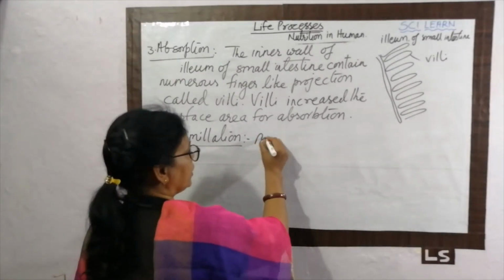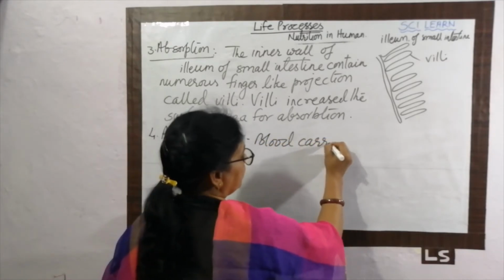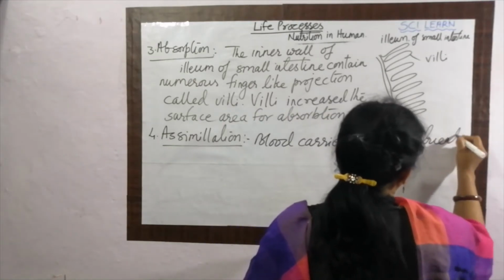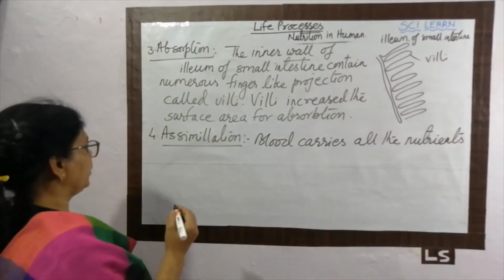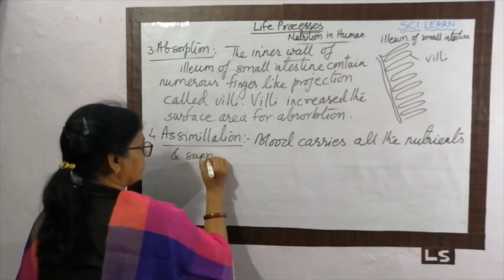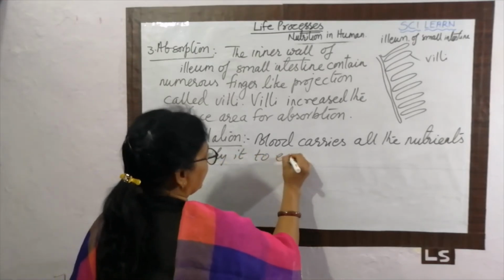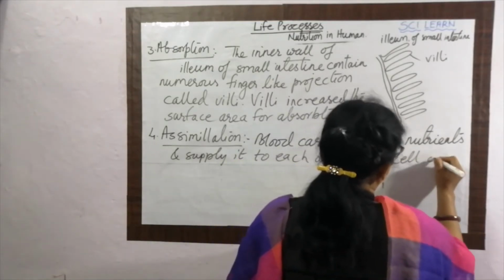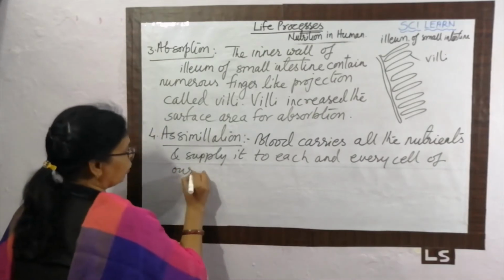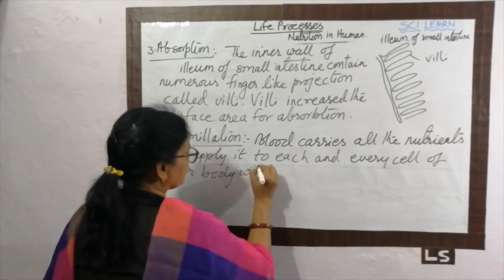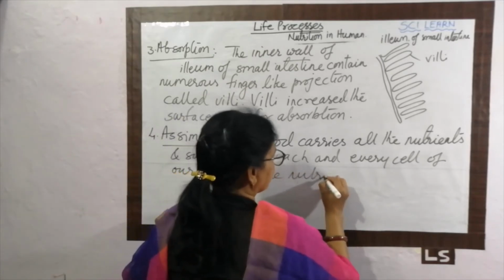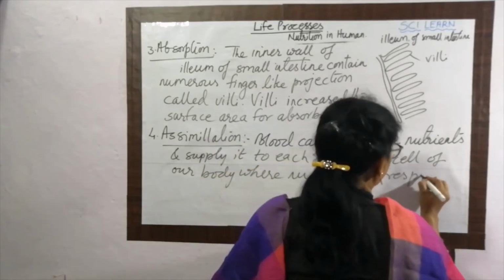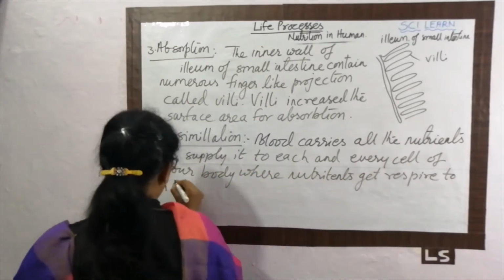Assimilation is the process in which blood carries all the nutrients and supplies them to each and every cell of our body, where nutrients get respired to produce energy.